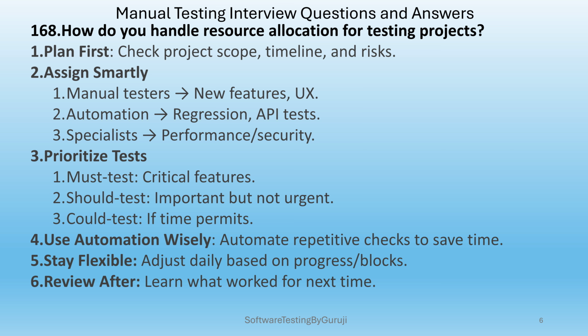Third, prioritize test. Must test critical feature, should test important but not urgent, could test if time permits. Fourth, use automation wisely. Automate repetitive checks to save time. Stay flexible, adjust daily based on progress and blocks. Sixth, review after, learn what works for next time. This is all about resource allocation.